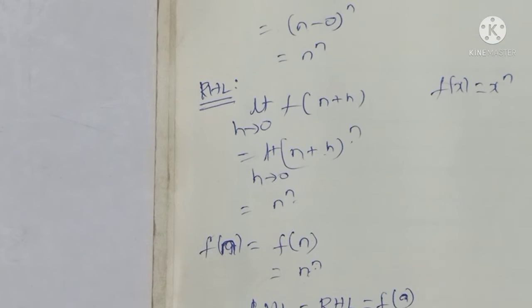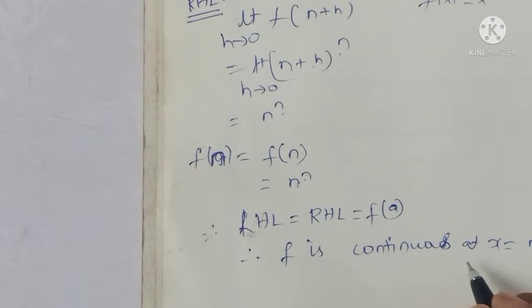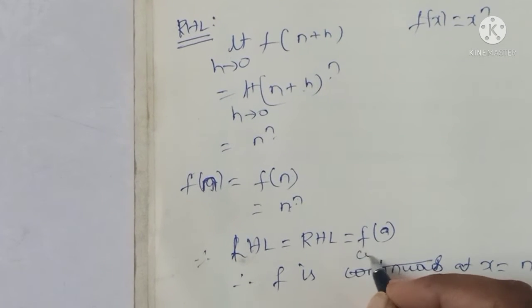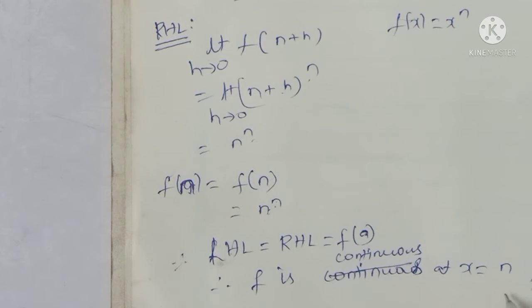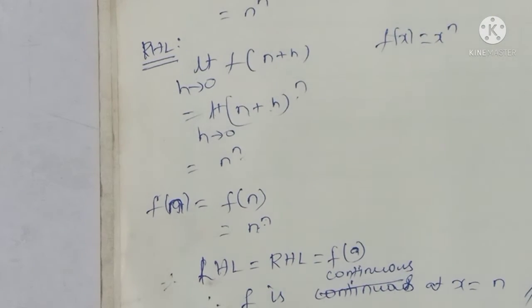At x is equal to a. F is continuous at x is equal to n. So this is the answer for sum number 4.